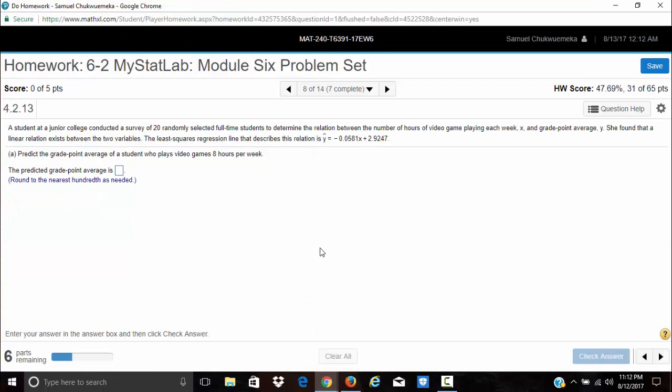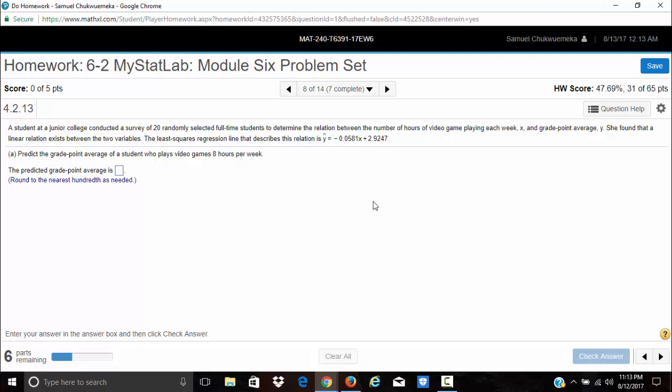Question 8. A student at a junior college conducted a survey of 20 randomly selected full-time students to determine the relation between the number of hours of video game playing each week, which is your X, and grade point average, which is your Y. She found that a linear relation exists between the two variables. The least squares regression line that describes this relation, I am not surprised that the slope is negative.